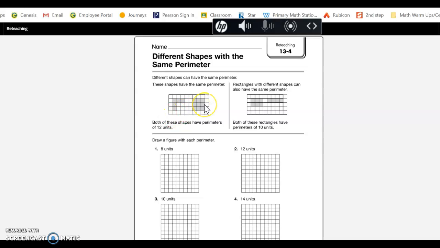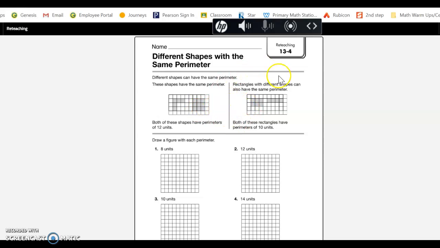So if you look, this shape is a square. This shape is not a square. But if I counted up and added the lengths of all the sides on this shape, I get 12. And if I count up and add the sides for the square, I also get 12.